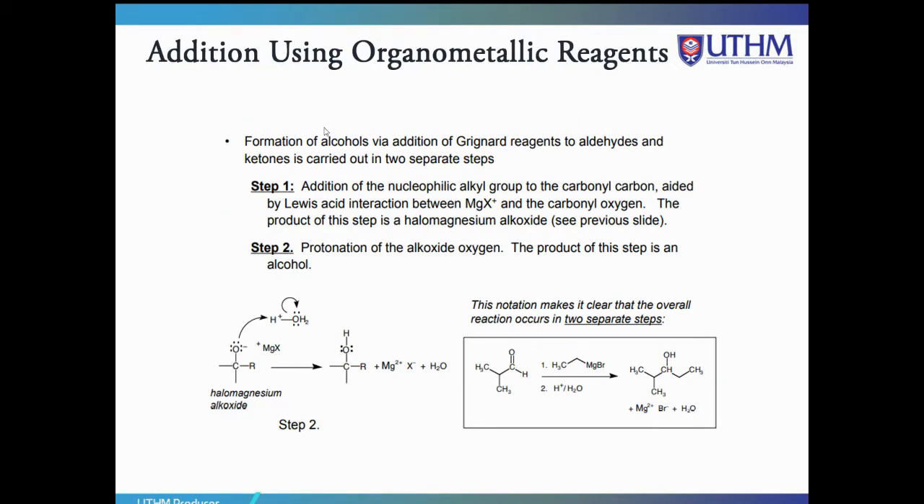Addition using organometallic reagent. Formation of an alcohol via addition of a Grignard reagent to an aldehyde or ketone is carried out in two separate steps. Step 1: addition of the nucleophilic alkyl group to the carbonyl carbon, aided by Lewis acid interaction between magnesium and the carbonyl oxygen. The product of this step is a halomagnesium alkoxide. See previous slide. Step 2: protonation of the alkoxide oxygen. The product of this step is an alcohol.